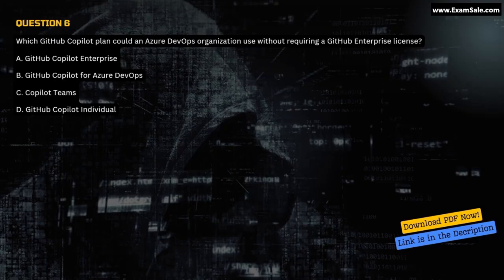A. GitHub Copilot Enterprise. B. GitHub Copilot for Azure DevOps. C. Copilot Teams. D. GitHub Copilot Individual. Correct answer B. GitHub Copilot for Azure DevOps.